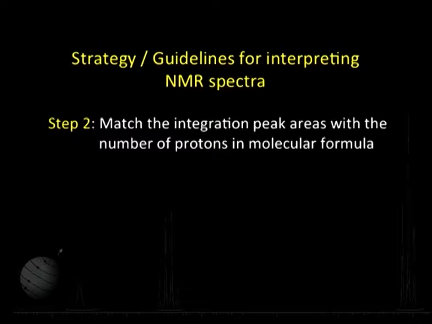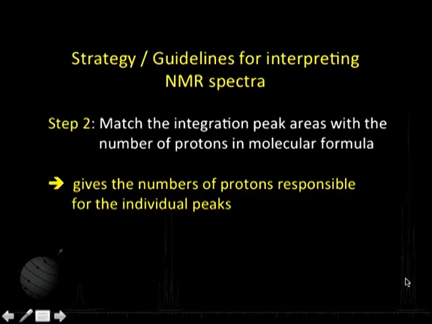The second step is that we match the integration peak areas with the number of protons in the molecular formula. What we basically do is see from the spectrum what the integration pattern is, and what the relative ratio of the number of protons is. Then we relate that with the total number of protons in the molecular formula and find out how many protons a given signal is for. So, that gives the information about the number of protons responsible for a given signal in the spectrum. That is the second step we do.